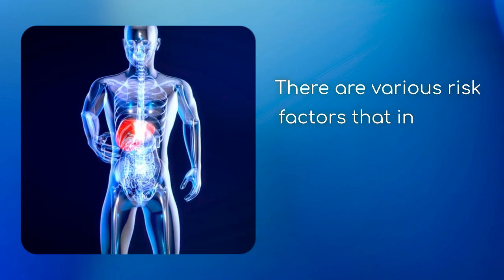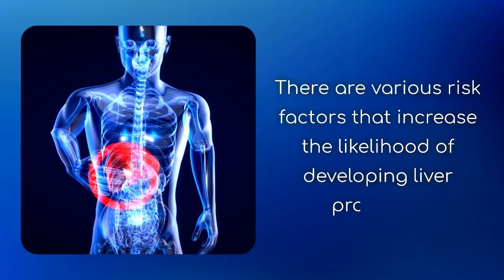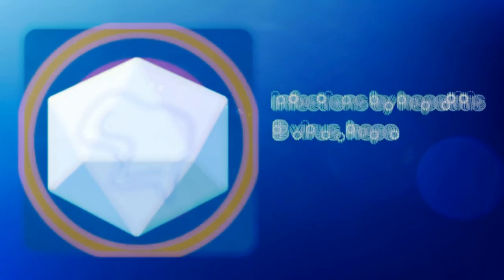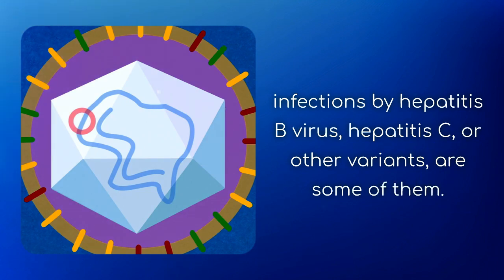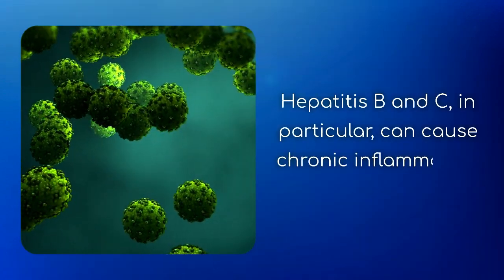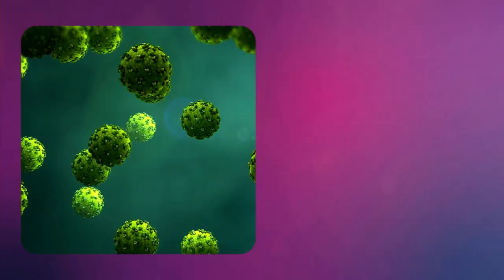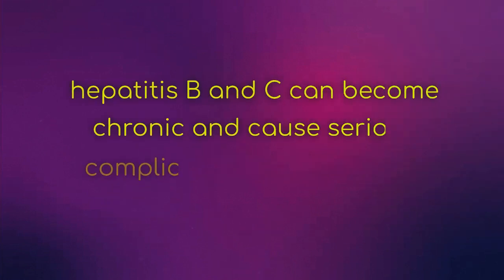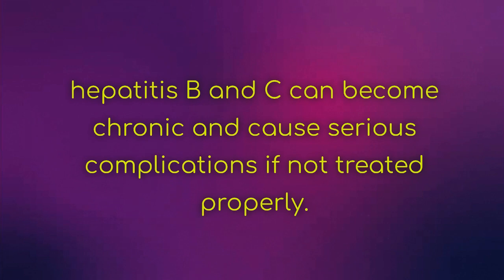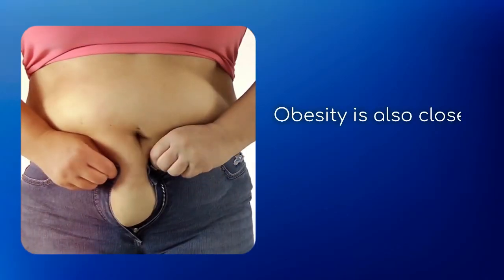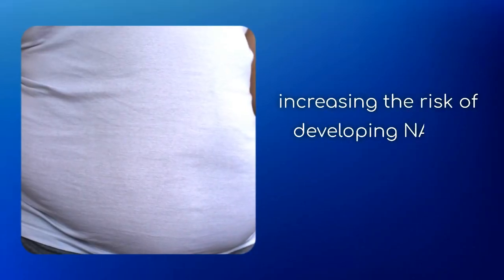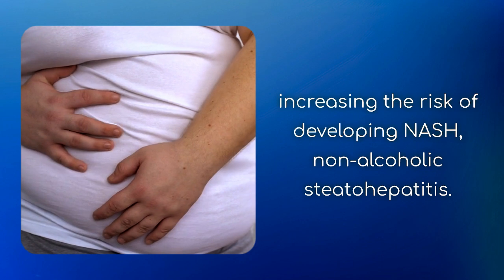There are various risk factors that increase the likelihood of developing liver problems. Excessive alcohol consumption, infections by hepatitis B virus, hepatitis C, or other variants are some of them. Hepatitis B and C, in particular, can cause chronic inflammation of the liver. While hepatitis A generally resolves on its own, hepatitis B and C can become chronic and cause serious complications if not treated properly. Obesity is also closely associated with hepatic steatosis, increasing the risk of developing NASH, non-alcoholic steatohepatitis.